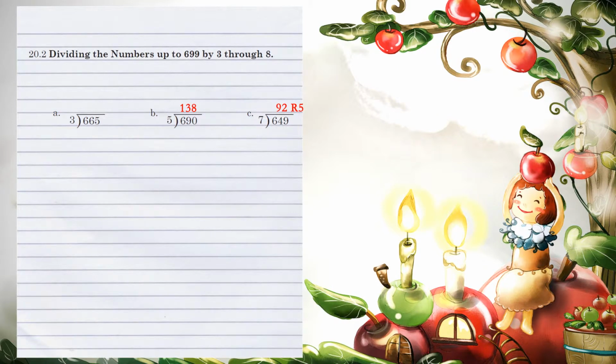3 can go into 5 1 time without going over. 1 times 3 is 3. When you subtract, you get 2. So our answer is 221, remainder 2.